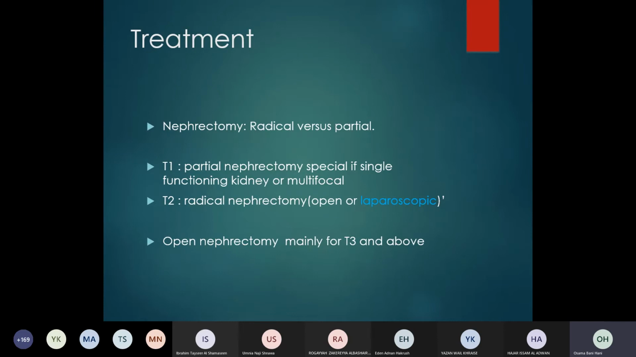Sometimes we go for partial nephrectomy if the patient has a single functioning kidney or a multifocal tumor, trying to preserve as much kidney as we can for the health of that person. T2 we go for radical nephrectomies, and sometimes we go for just simple palliative open nephrectomy for tumors that are high stage T3 or even above, because we need to have local control, in addition to other treatment options, chemo or radio.